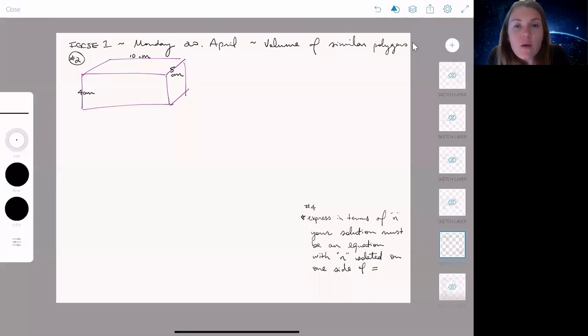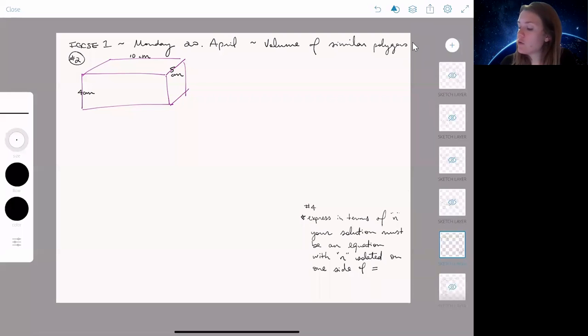Hey everyone, today we are working with polygons and scale factor in order to find the volume of similar polygons. So I want to do number 2 with you. Your homework tonight is numbers 1 through 4. So we'll do one of them, but they all have multiple parts.